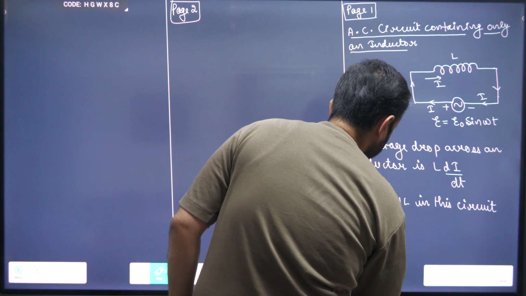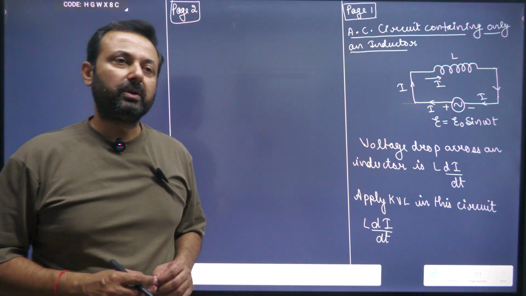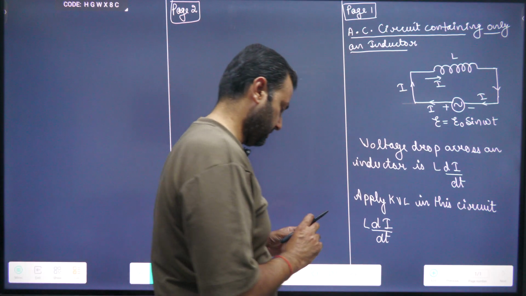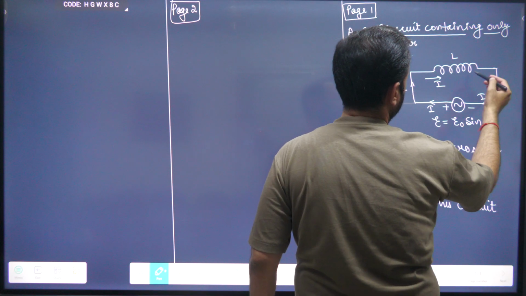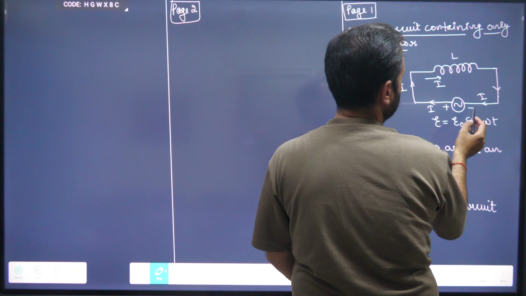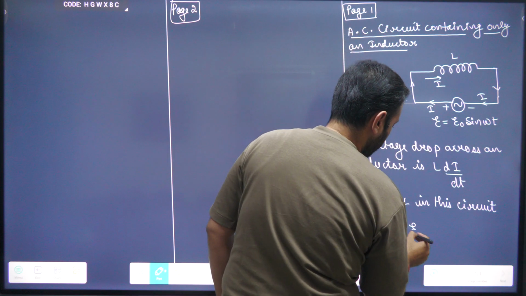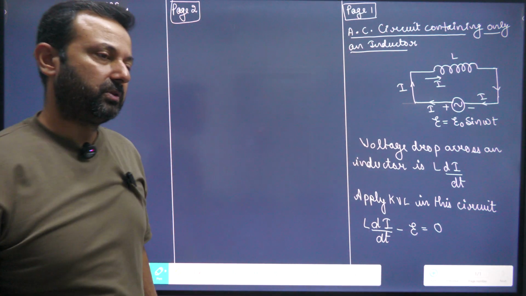Like in resistance it is I into R, in the same way, the voltage drop across an inductance is L di by dt. After that, I am completing the path like this, and now I am encountering the negative terminal first. So I will write minus E. Minus E is equal to 0.